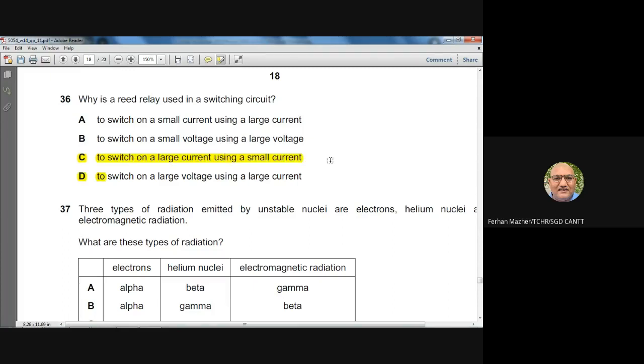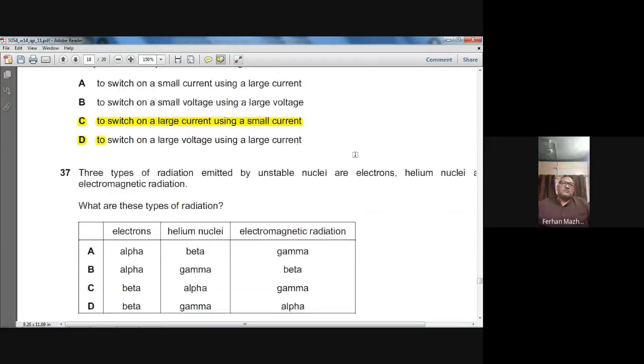C is the option, sir. 36, C is the option. The current which is used to operate the relay is very small, but with the help of this, you can switch on and off a current whose amount is large. So C is the right option.